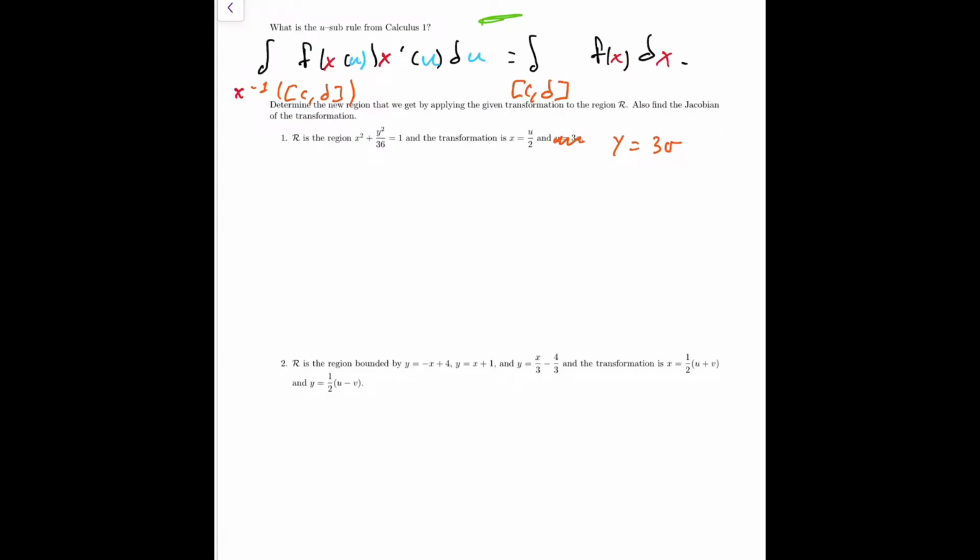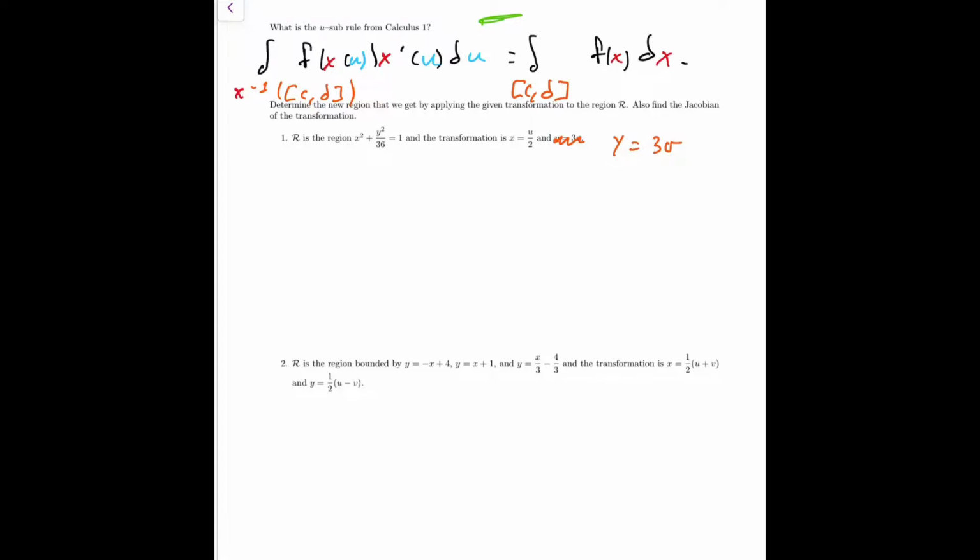In this problem, we have 2 things. We have a curve in the xy plane given by x squared plus y squared over 36 is equal to 1. And we have a transformation going from the uv plane to the xy plane. What we want to determine is what is the region in the uv plane that gets transformed to the corresponding region in the xy plane.